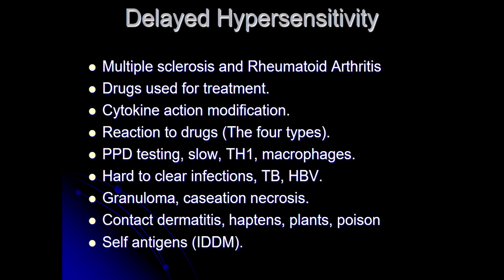Also, that's not just the helper 1, but also we are talking about the other cells that are involved, and you should know these cells in general. And also, you have to know about the hard to clear infections. These are chronic types of infections like tuberculosis and the hepatitis B virus.